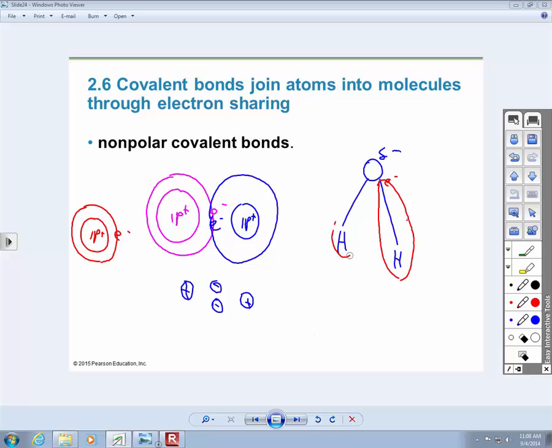So I guess I should show that with both hydrogens instead of just one. But what we end up getting is oxygen with a partial negative charge. Each hydrogen, since the electron spends a good deal of its time that direction, then has a partial positive charge. And this is incredibly significant. And this is one of your discussion questions.